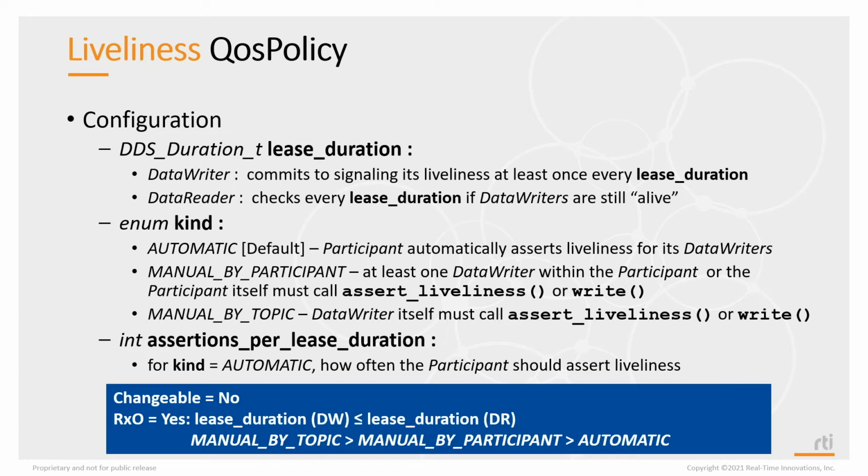So the data reader can request the Liveliness QoS policy, and then depending on the kind, the data writer either gets matched or not matched. The data writer must offer at least the same level of service as the data reader requests. And manual by topic is a higher level of service than manual by participant, which is a higher level of service than automatic.